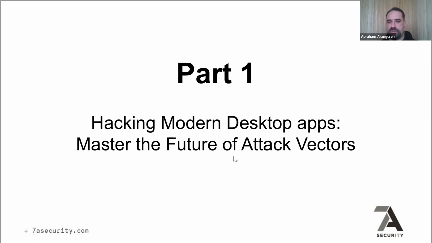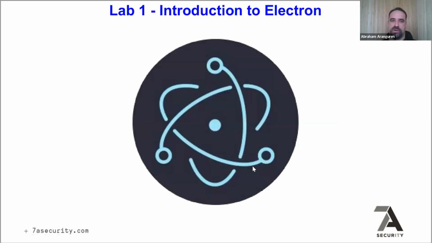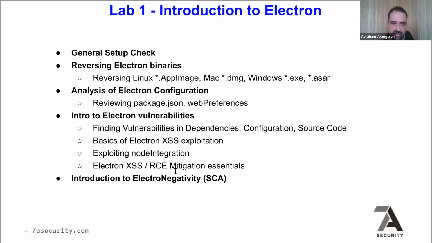So with that, now I'll touch very briefly on what the course covers, focusing more on what we will be talking about today. So we start with an introduction. From this today, we will do a bit of package detection, web preferences, how that works, a little bit of finding vulnerabilities in dependencies, XSS exploitation, what happens with node integration, and remote code execution, mitigation essentials for Electron applications, and Electron negativity, right?